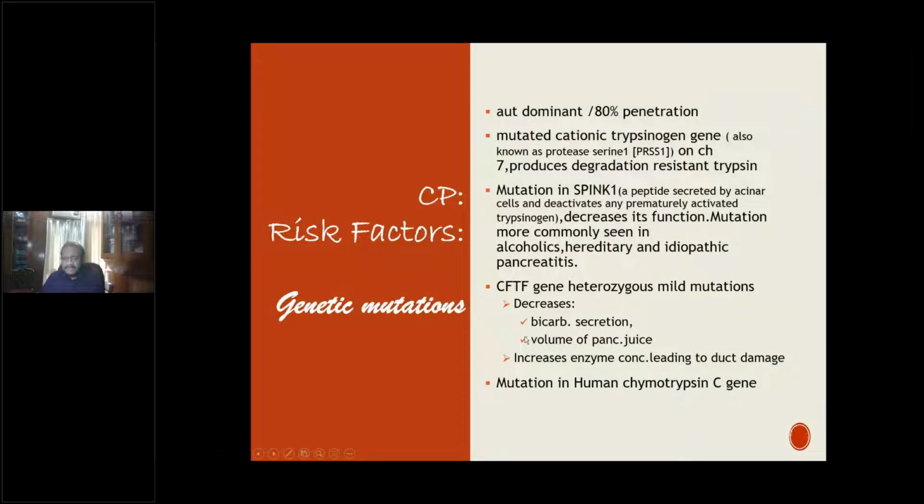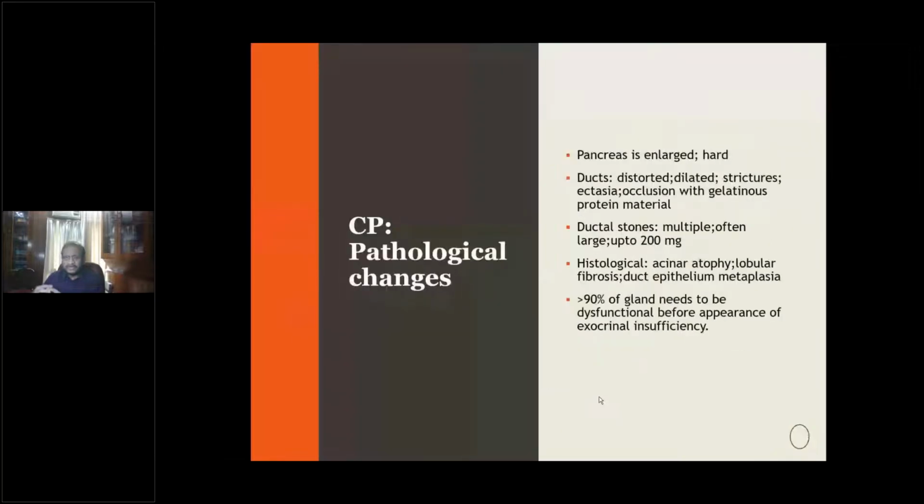Then you can have a CFTR gene. This is basically the cystic fibrosis transmembrane gene, and this decreases the bicarbonate secretion and volume of pancreatic juice. So if there's a decrease in the alkaline part of the secretion and an increase in the enzyme concentration, that ultimately leads to ductal damage. And then, of course, the last gene to be affected is the mutation in the human chymotrypsin C gene. So we are basically talking about four important genes which are mutated and found in patients with chronic pancreatitis.